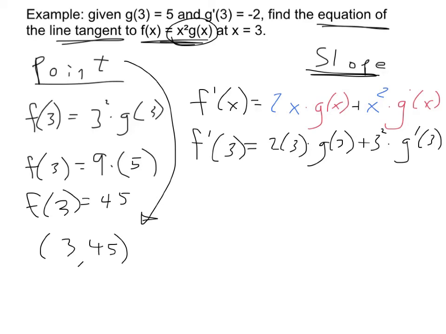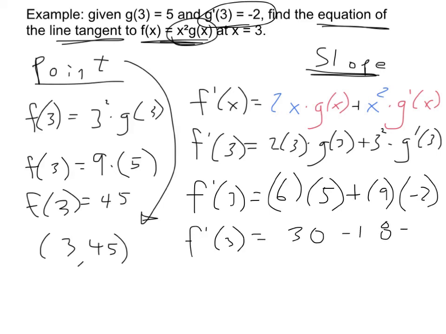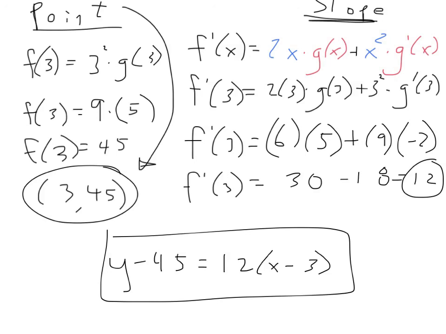Notice all I'm doing is putting in a 3 everywhere that I have an x. Now I'm just evaluating. f prime of 3 will be 6 times g of 3, which was 5, plus 9 times g prime of 3, which, if we look up here, was actually negative 2. f prime of 3 is going to be 30 minus 18, which is 12. That's my slope. I already have my point. And so to find the equation of the tangent line, we just use point-slope form. y minus 45 equals 12 times x minus 3. And there it is, the equation of the tangent line for a function that we felt like we didn't totally know. That function had a random g of x thing in it. If you're given the right information, you can still work through those.